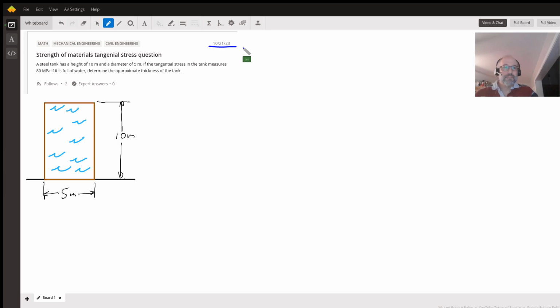So last semester, a student asked a question about a steel tank that is 10 meters tall with a diameter of 5 meters, in which somehow the tangential stress was measured in the material to be 80 million pascals. Based on the tank being full of water, the student was asked to determine the thickness of the tank. So this is a classical type of problem that you'll find on a strength of materials test or the fundamentals of engineering. And so it's an important one to know about.